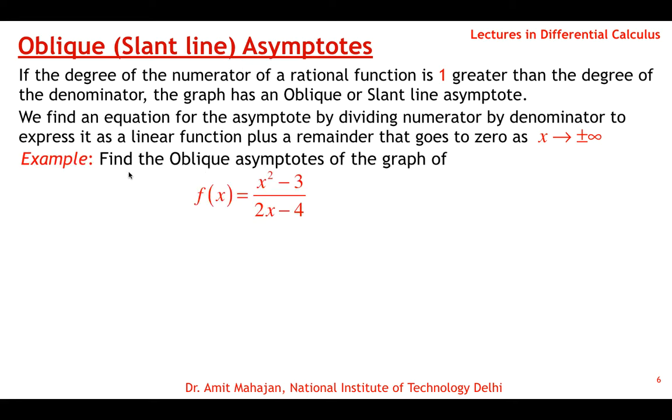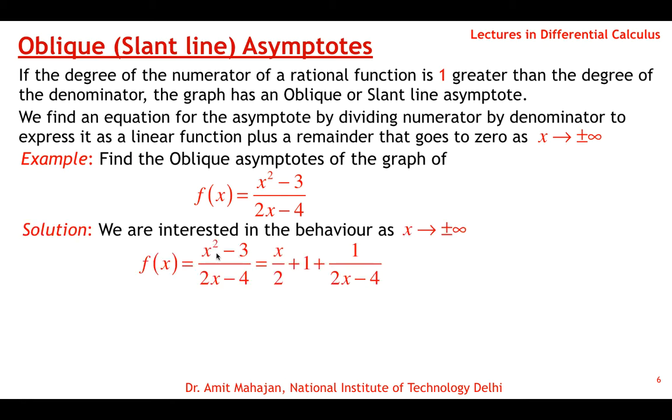Let us see this by an example: find the oblique asymptotes of the graph of this function. It is a rational function with the degree of the numerator 2 and the degree of the denominator 1. So the degree of the numerator is 1 greater than that of the denominator, and we can rewrite this function as a linear function plus a remainder. If I divide x squared minus 3 by 2x minus 4, I can find the quotient and remainder, and rewrite it as a linear function plus a remainder.